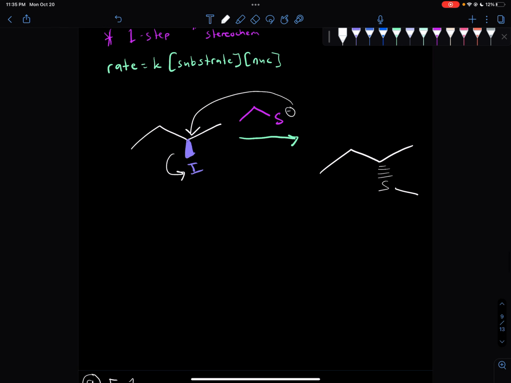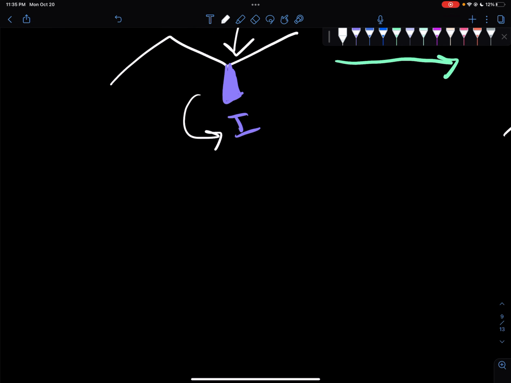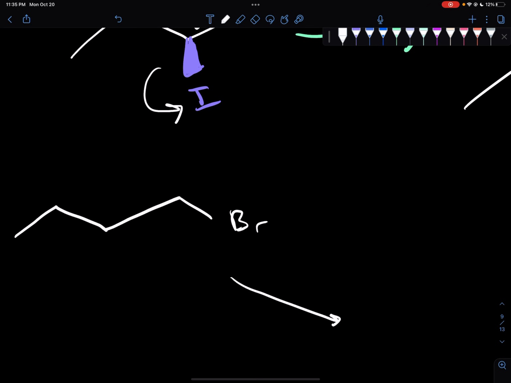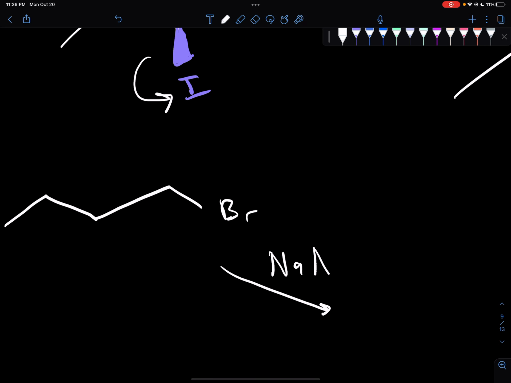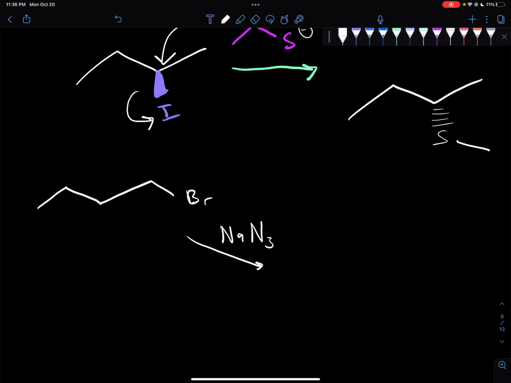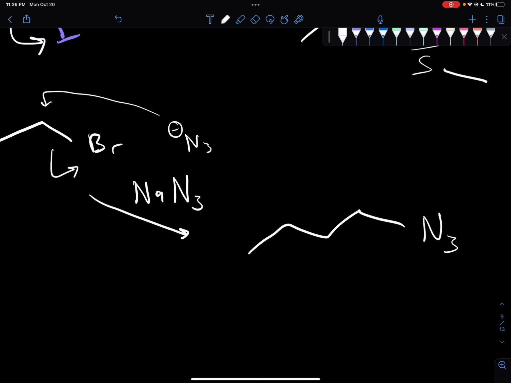Okay, let's do another example. NaN3. N3 minus is a good nucleophile. It's strong. It's negatively charged. It's going to attack this and kick this off. This time, yes, it does do a backside attack, but there is no stereochemistry here because this carbon is not chiral. It has two hydrogens. So you don't have to draw anything. It's fine.